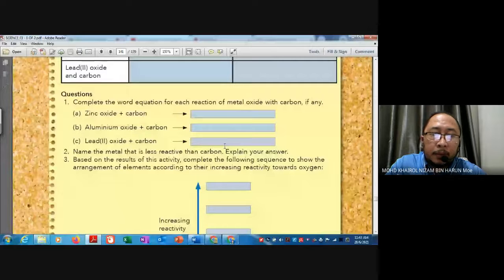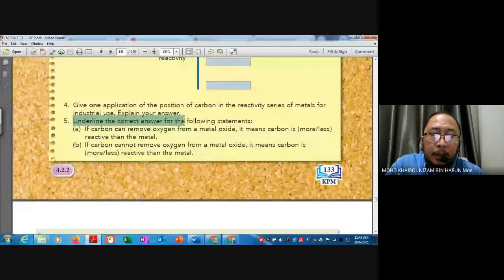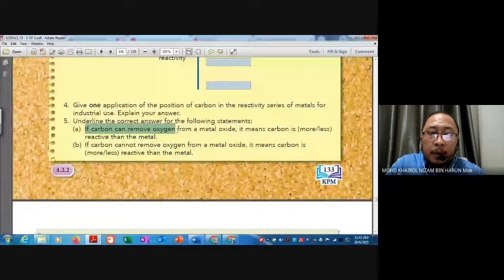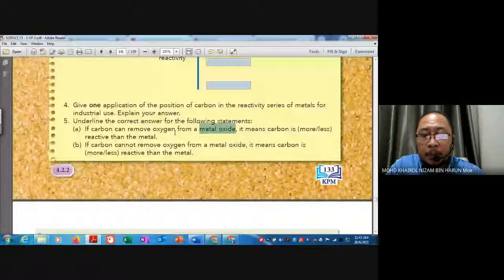Number 5, underline the correct answer for the following statements. A, if carbon can remove oxygen from a metal oxide, I have explained to you how the reaction occurs. If carbon can take oxygen from the metal oxide, it means that carbon is more reactive than the metal itself. So that is how we can explain the reaction that occurs.